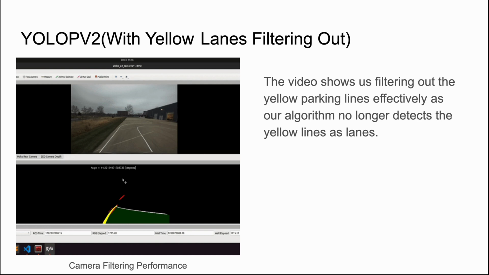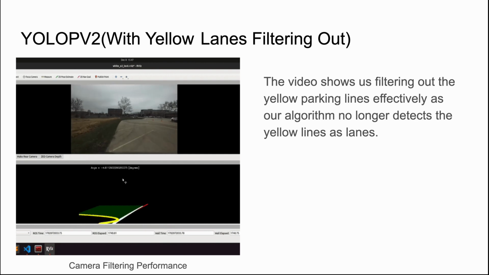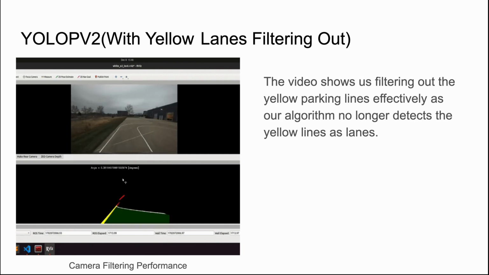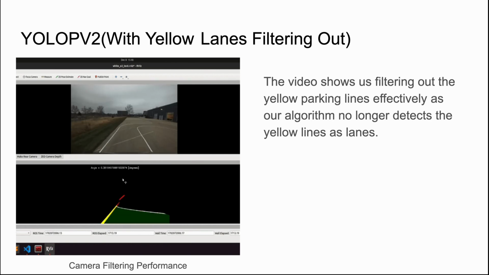Here are the results for our lane detection. As you can see here, when we're driving through a yellow parking lines area, our algorithm is not picking up the lines as actual lanes. We mentioned before that it was interfering with our lane detection algorithm. And now we're able to successfully filter out the yellow lines so that we only have white lanes as the actual lanes that we want to follow.